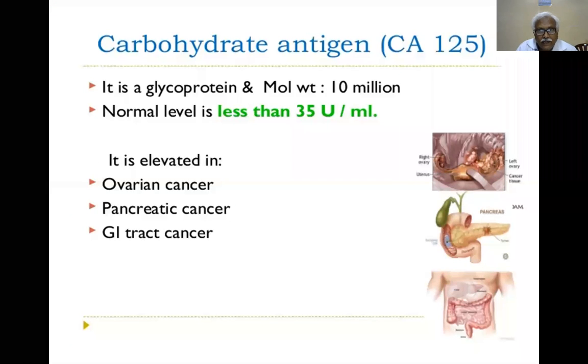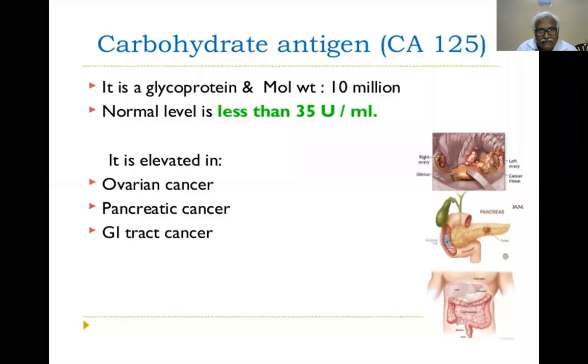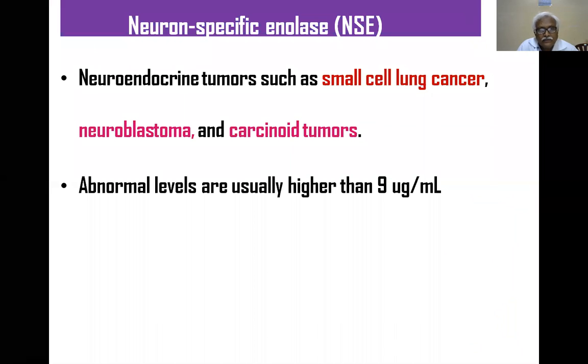So carbohydrate antigen CA125 is a glycoprotein with molecular weight 10 million. Normal level is less than 35 units per ml. It's elevated in ovarian cancer, pancreatic cancer, GI tract cancers. And CA125 normal blood level is 35 units per ml. More than 90% of women have high levels of CA125 when the cancer is advanced.